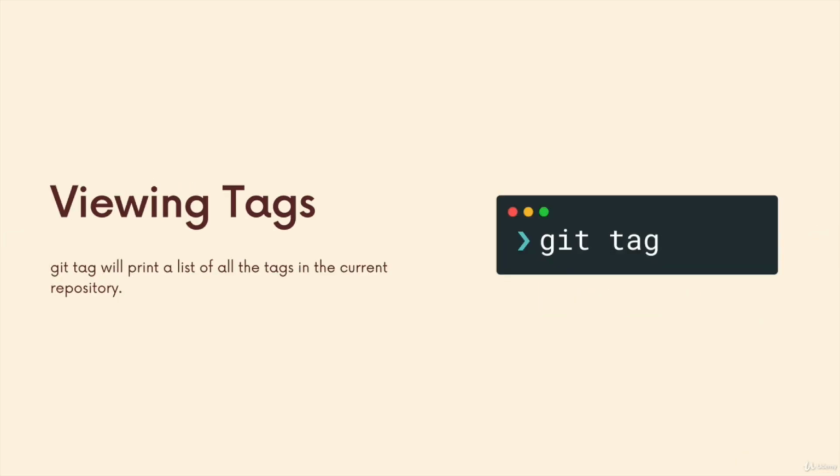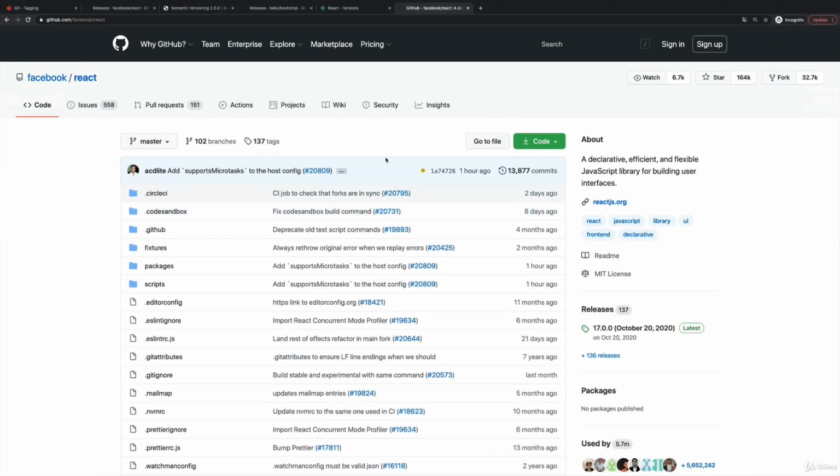Okay, so back to tagging. The first thing that we're going to take a look at is how we view tags. How do we look at existing tags? And we're actually going to use a repository that we clone that has hundreds of tags for us to play around with and inspect. We're going to use the React repository if you want to follow along. So I'll include the link along with this video in a resource.